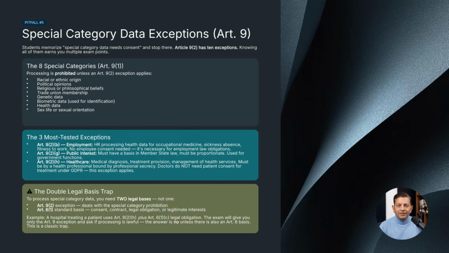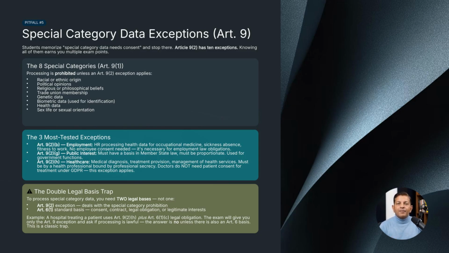Exception F, establishing, exercising, or defending legal claims. Exception G, substantial public interest based on EU or member state law. Exception H, health or social care purposes. Exception I, public health purposes. And exception J, archiving, research, and statistics purposes. 10 exceptions. The exam will test you on all of them, not just consent. Let's focus on the 3 most common exceptions you'll see on the exam.